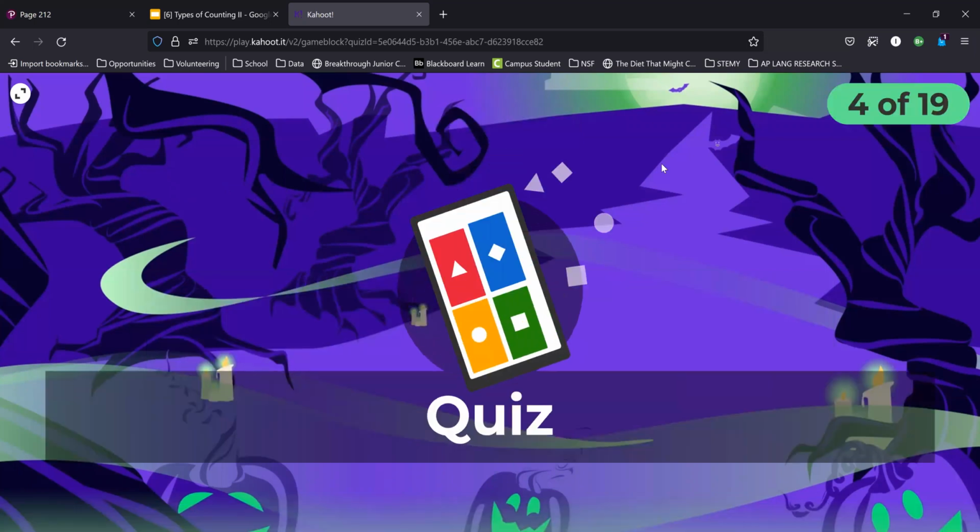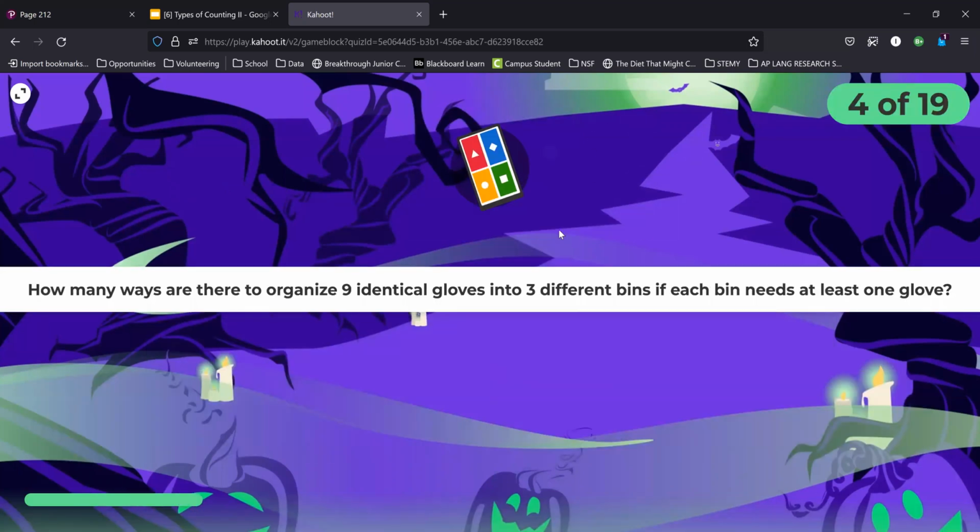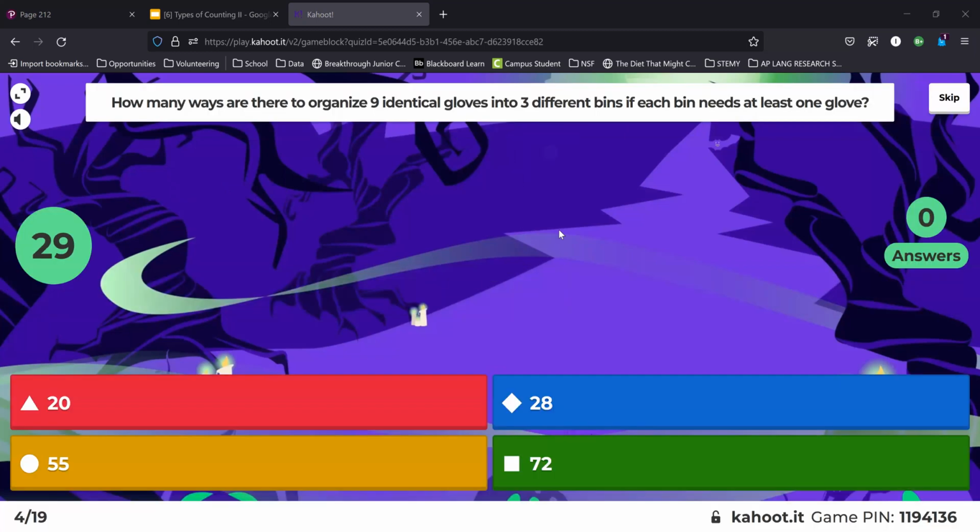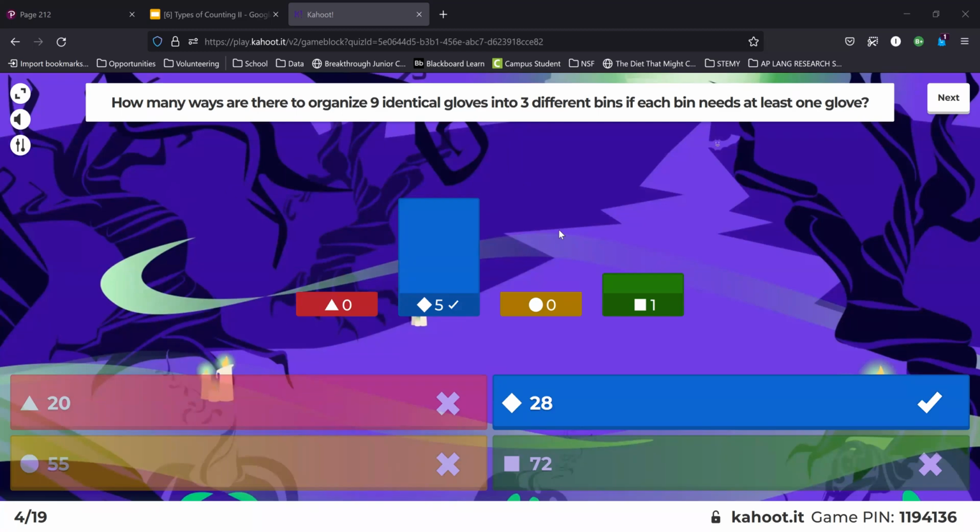Good job, Harshies. Okay, how many ways are there to organize 9 identical gloves into 3 different bins if each bin needs at least 1 glove? Except for 55. And it is not 55. No, it's not. This one is saying if each bin needs at least 1 glove, right?